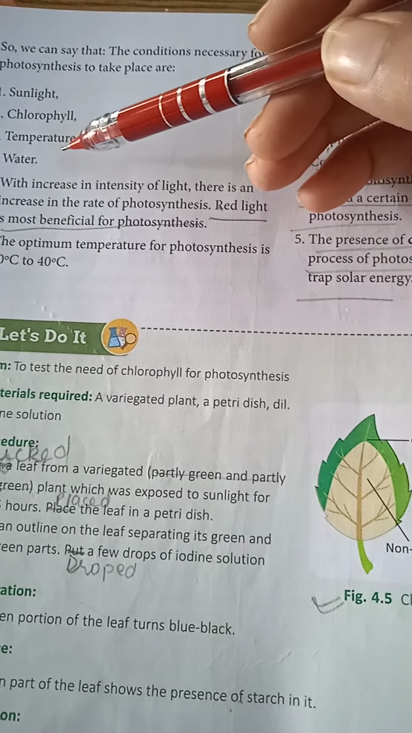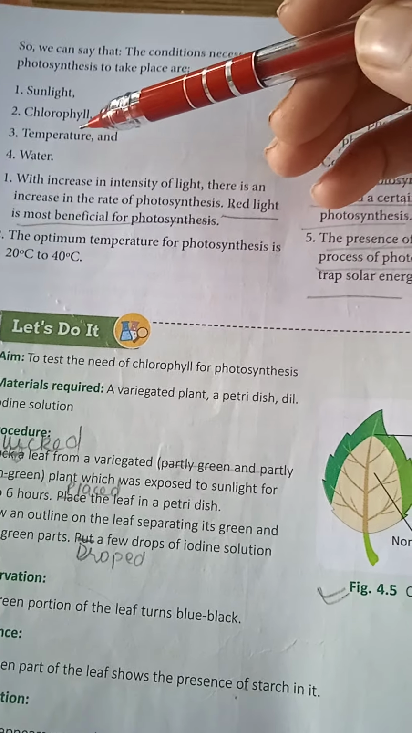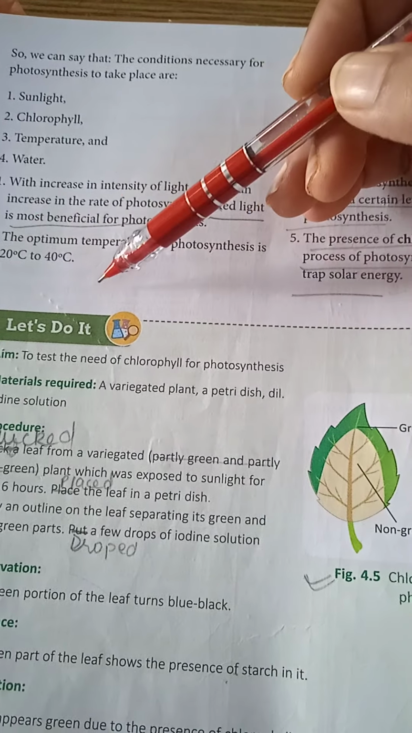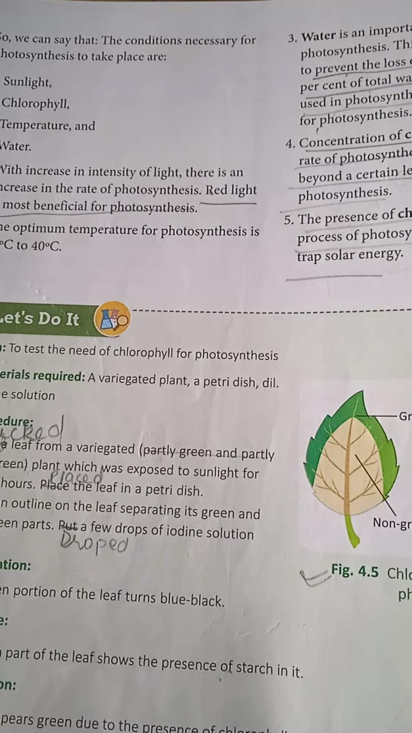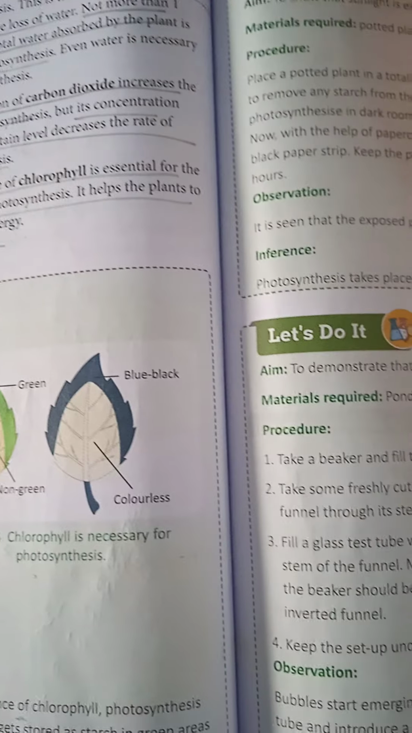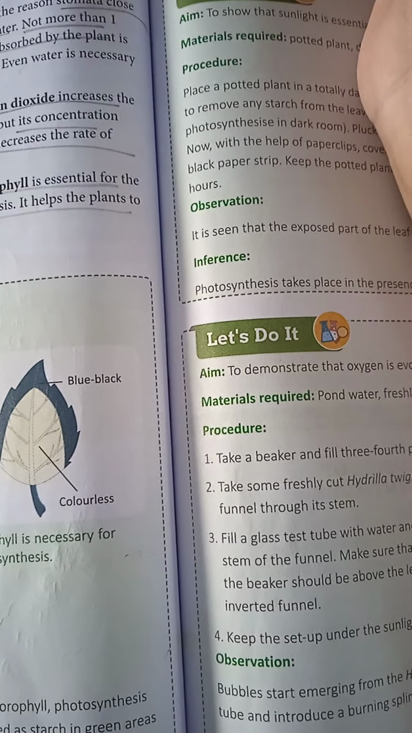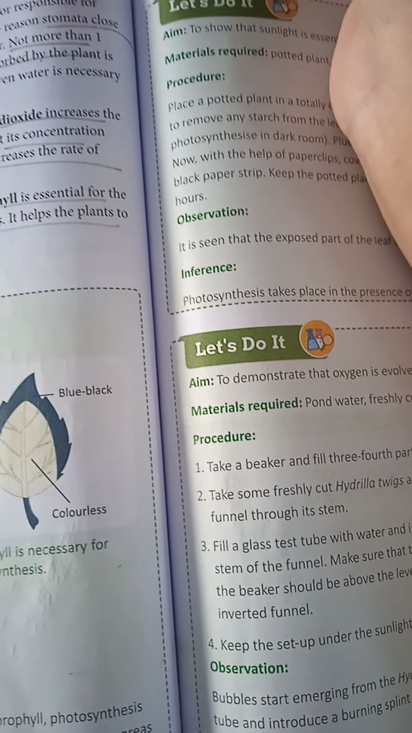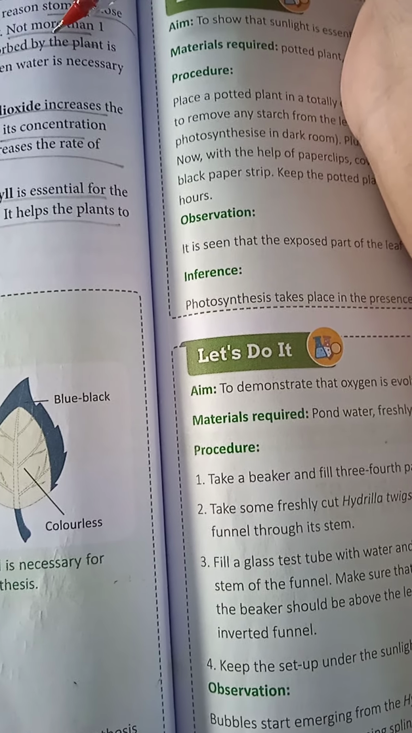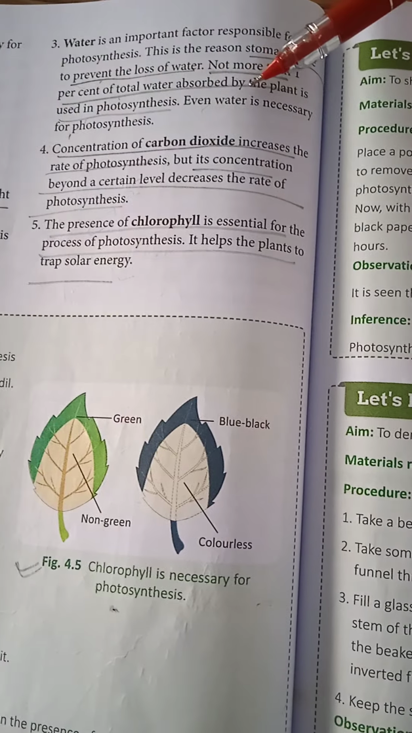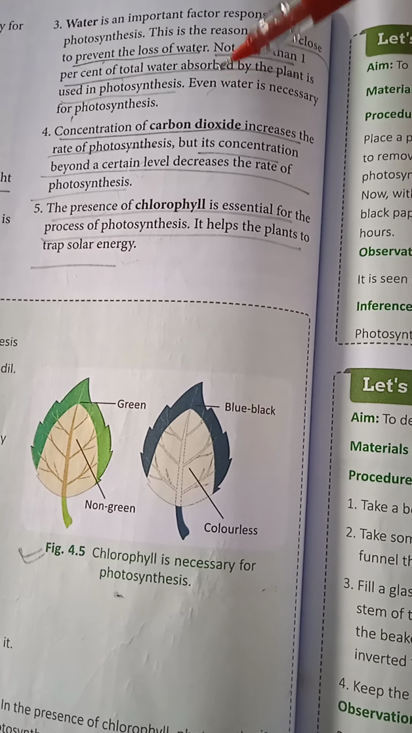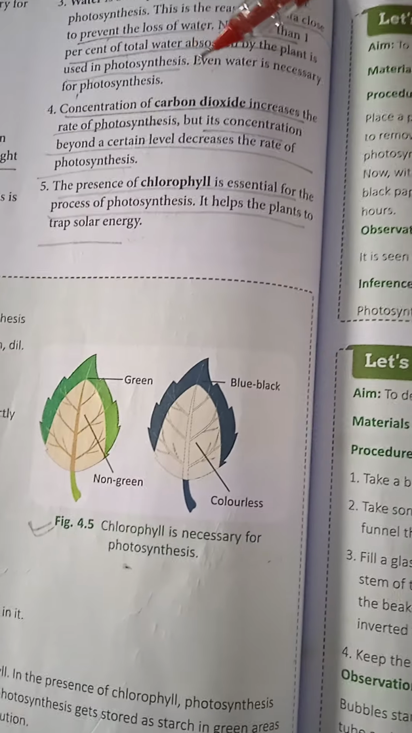The optimum temperature required for photosynthesis is 20 degrees C to 40 degrees C. And water is a very important factor for photosynthesis. It cannot take place in the absence of water. Whatever water the plant absorbs, the major portion of it is utilized in the process of photosynthesis.